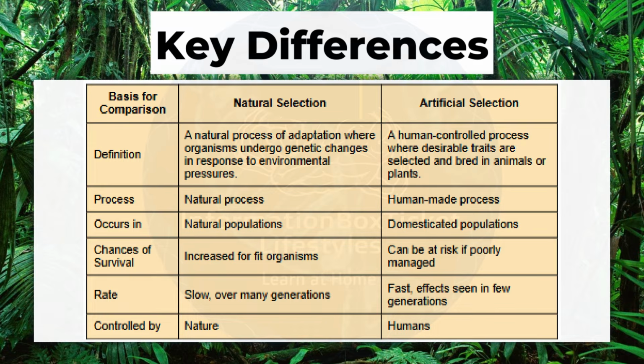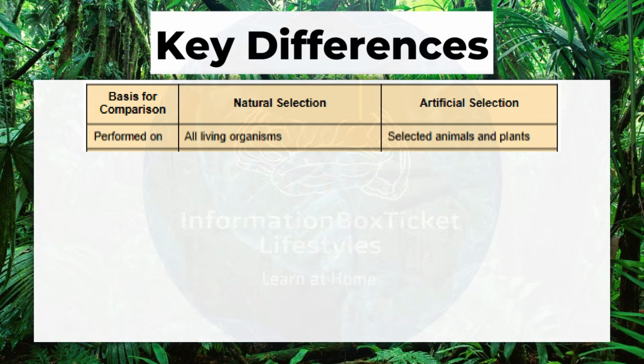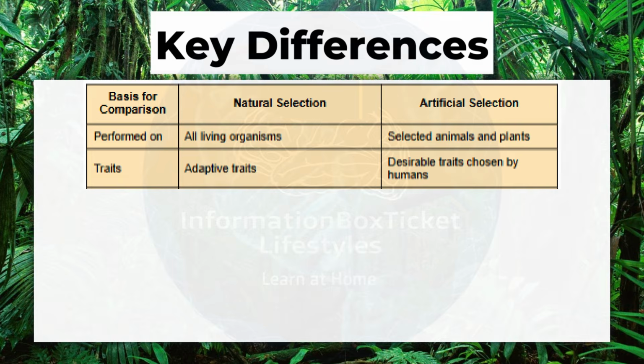Natural selection is controlled by nature and random environmental pressures, while artificial selection is closely controlled by human choices and intervention. Natural selection can affect all organisms in the wild, whereas artificial selection is selective and limited to specific groups of animals and plants chosen by humans. Traits favored in natural selection are based on the adaptive advantages they provide in a given environment, while traits favored in artificial selection are chosen based on human preferences or economic value.